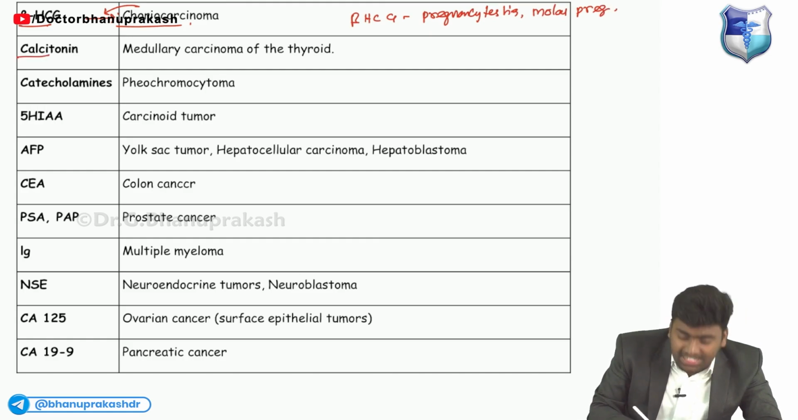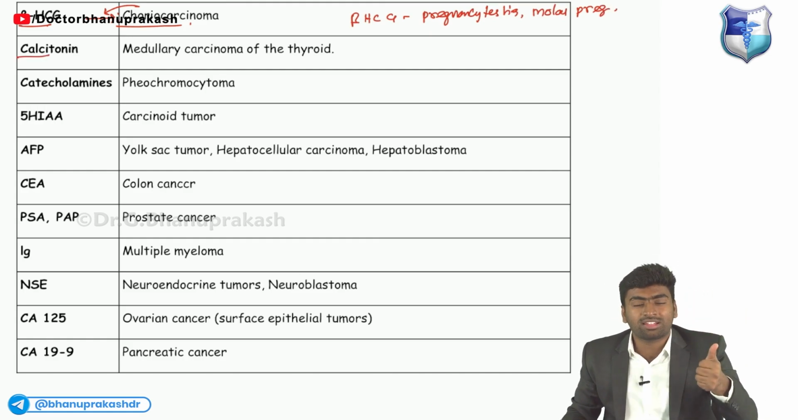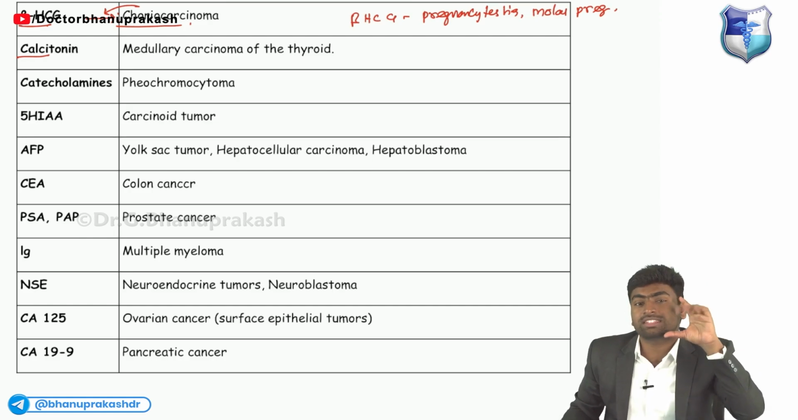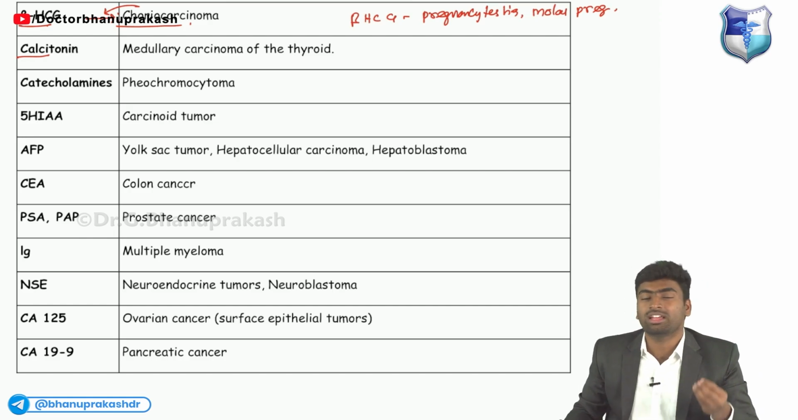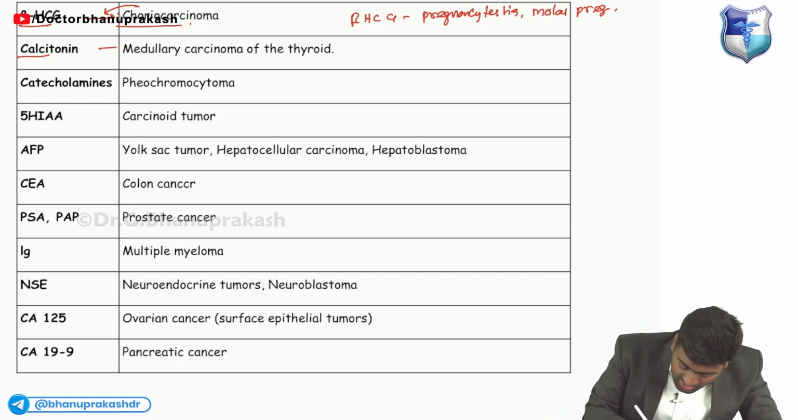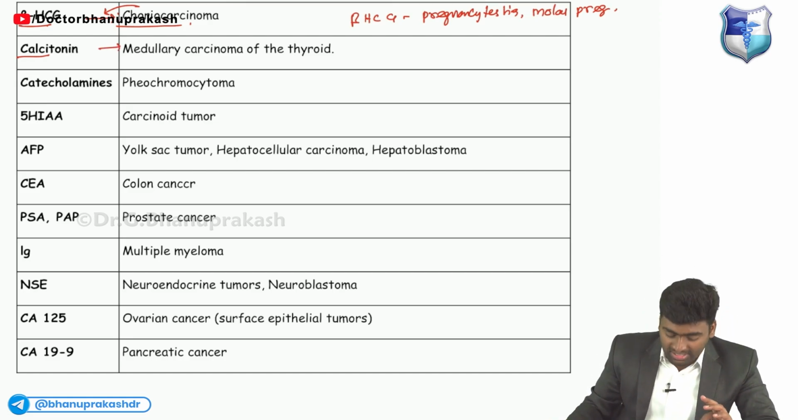Next one, calcitonin. We know there are two cell types in the thyroid, follicular cells and C cells. The C cells are responsible for calcitonin, and if there is any tumor of these calcitonin-secreting cells, it is medullary carcinoma thyroid.